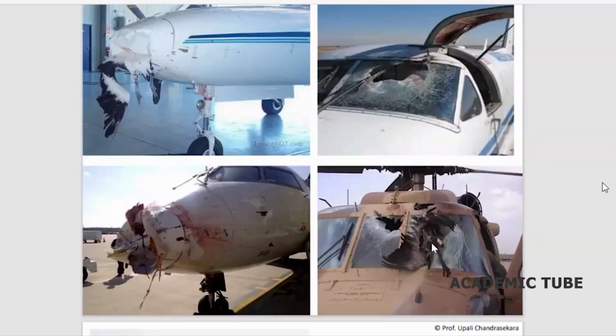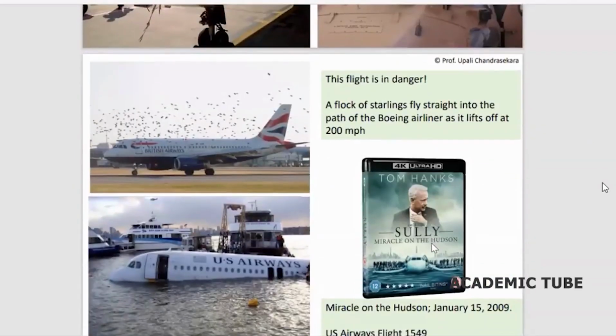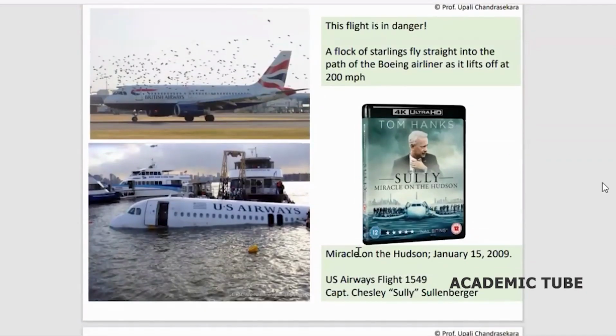See the damage again. Now, one famous thing happened in Hudson River, United States, 2009. A plane with a flight number, US Airways flight number 1549, crashed with migratory birds, and the plane crashed into the Hudson River. None died. No one died. The captain at that time was Chesley Sullenberger.